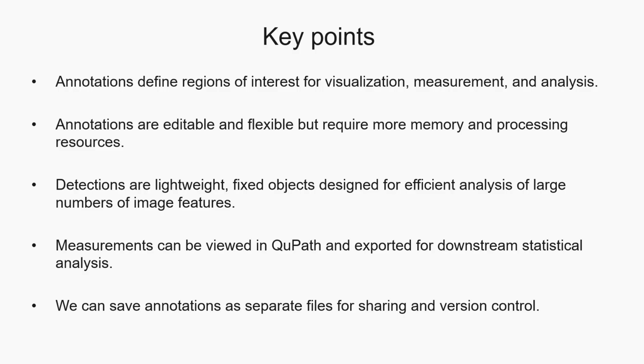Detections, on the other hand, are lightweight objects optimized for large-scale image analysis. They are typically used to represent cells, nuclei, or other automatically identified structures, and are common outputs of cell segmentation algorithms. A useful way to think about the relationship between the two is that annotations define where analysis should occur, while detections describe what has been found within those regions.